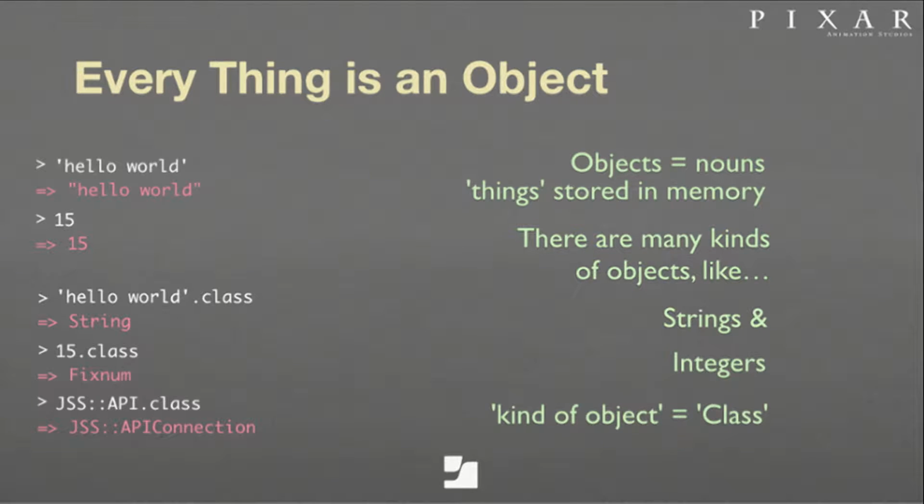That is another thing. And you can ask them what kind of thing they are by asking what their class is. The word class just means kind of thing. So the hello world is a string, and the 15 is a Fixnum, which is a kind of integer in Ruby. The other kind of integer is a Bignum, but they're both integers. And you can even ask, hey, Ruby, the JSS module that we just imported, the API object that's in there, what kind of thing are you? You are an API connection.